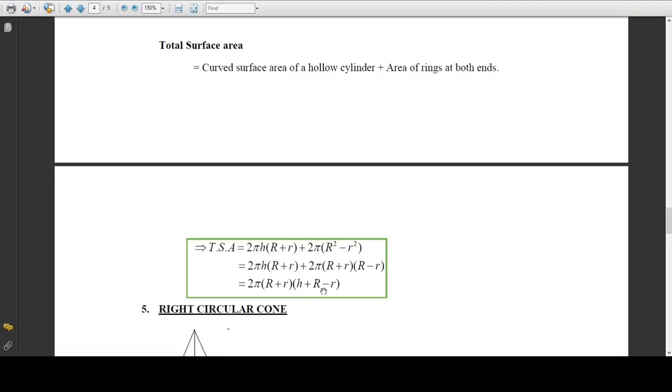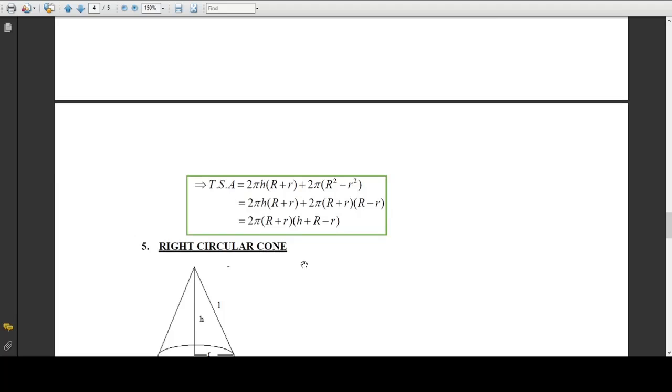Okay, here how do we arrive at this? Just see, this 2 pi h (R plus r) is the same thing, and here 2 pi (R square minus r square) we will use with the identity a square minus b square. A square minus b square is how much? A plus b, a minus b. Now if you look at the first term and second term, 2 pi is common and then R plus r is common, therefore you take 2 pi (R plus r). Here we will have h plus R minus r.